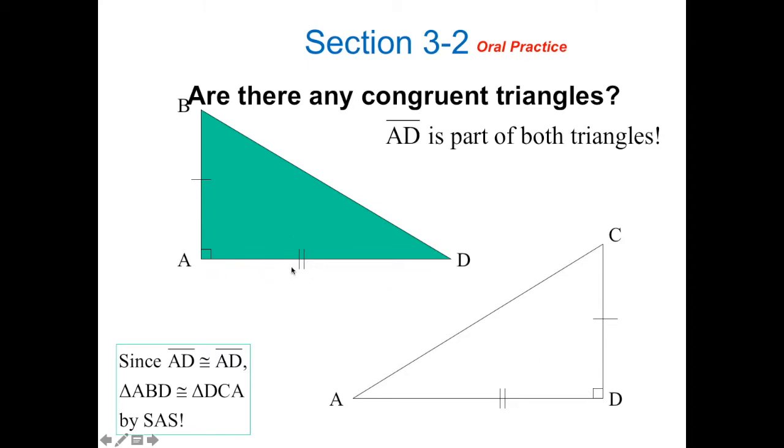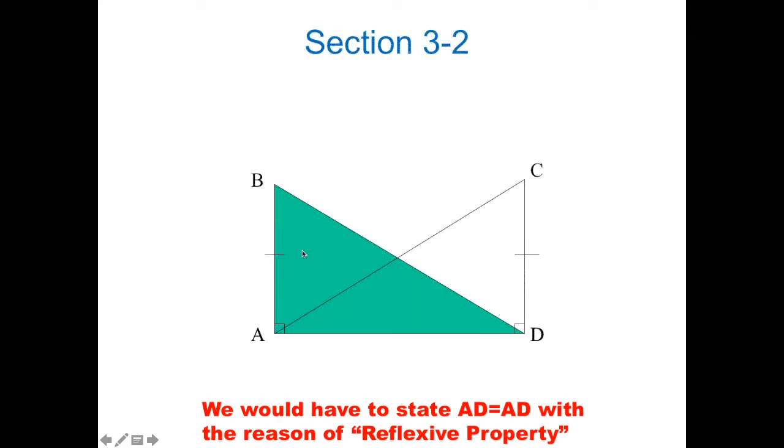What's the third reason for the last S here? AD is congruent to AD. Why? Reflexive property. So we have to state that. I just want to point that out. A lot of these theorems, right?